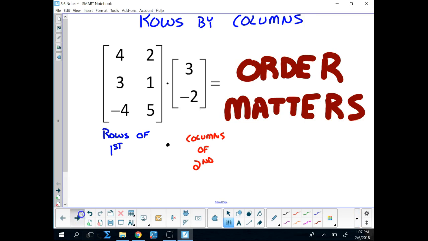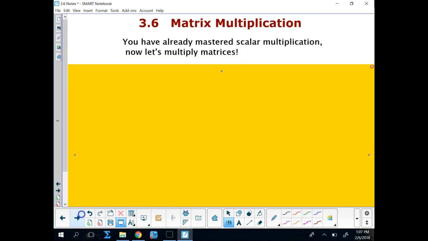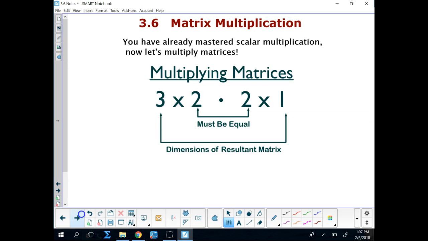And here's why. Yesterday we were doing scalar multiplication. That's where you take a number and you multiply it into the matrix. That's different than today. Today, the first step that we have to do is determine if we can do the multiplying. So I look at the dimensions of the two matrices that I'm multiplying. You can only multiply two matrices at a time.